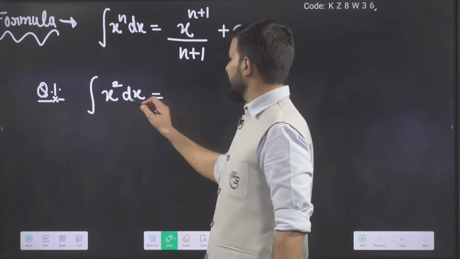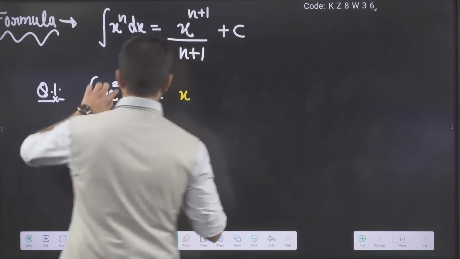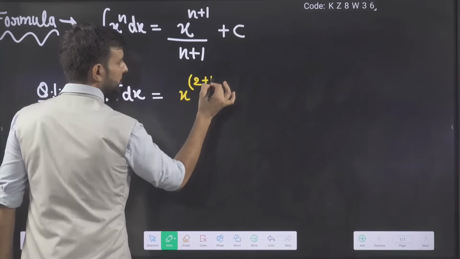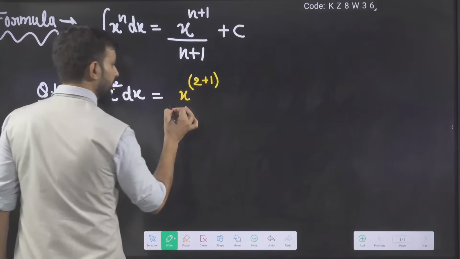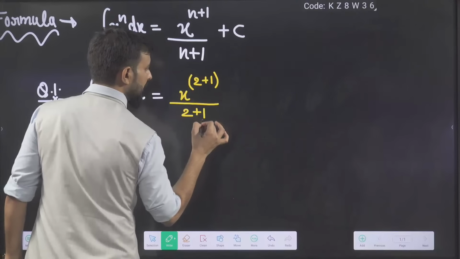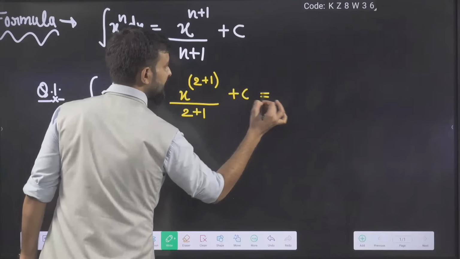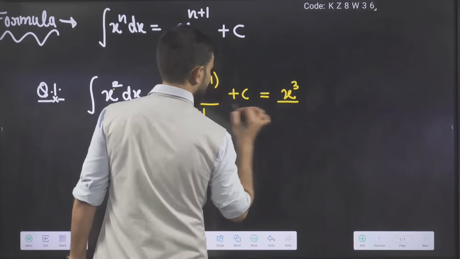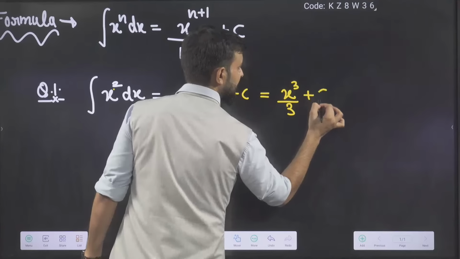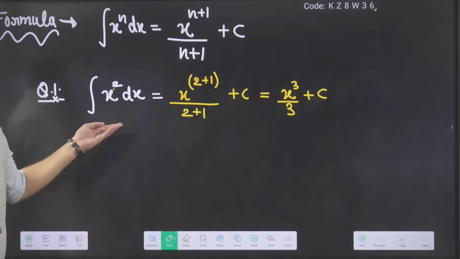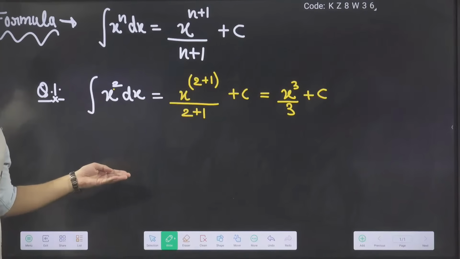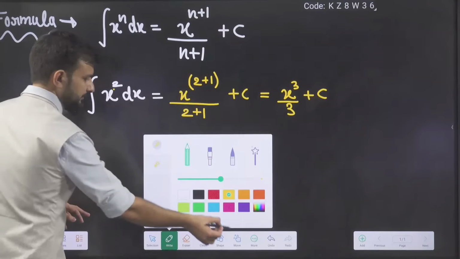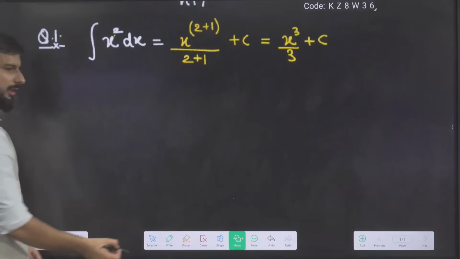Good feeling. So here what will happen? In the power, what do you need to do? Here it is 2, and you will add 1. Again in the denominator, 2 plus 1, plus C. What is the final answer? x cubed divided by 3, plus C. Is there any difficulty? You only have to remember the formula. Once you remember the formula, you can solve any question. Next question, keep on doing.